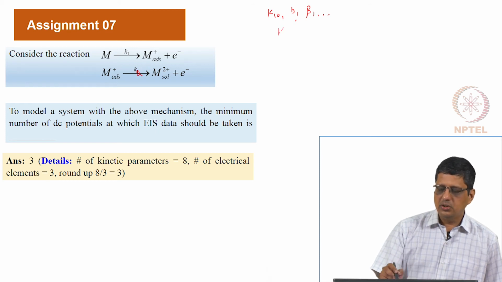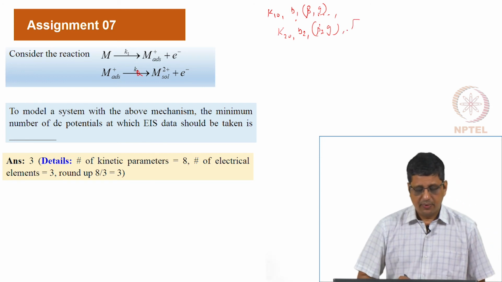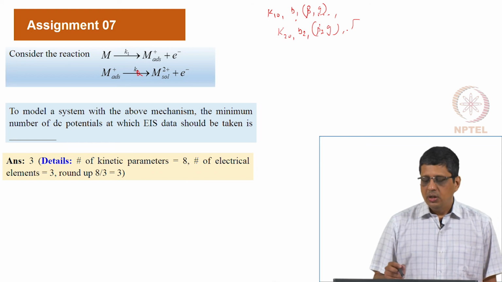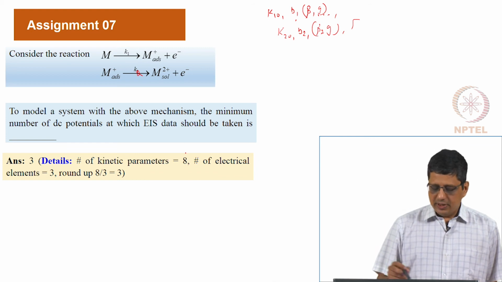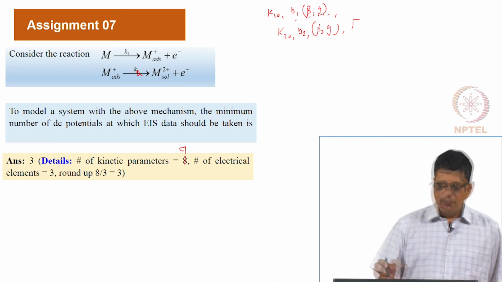K2 is also given by K20, B2, B2G, gamma. So, the number of kinetic parameters we have is actually 7. The way we have written, B1 and G appear to be independent, but actually you can combine them and write it as one parameter B1G and B2G.